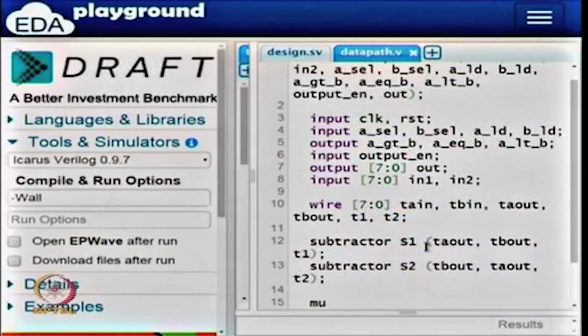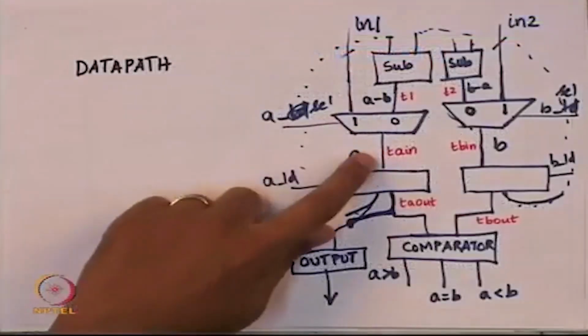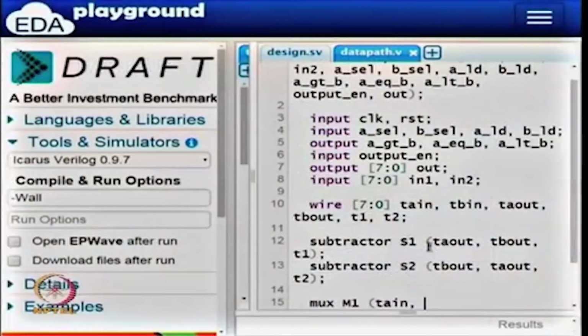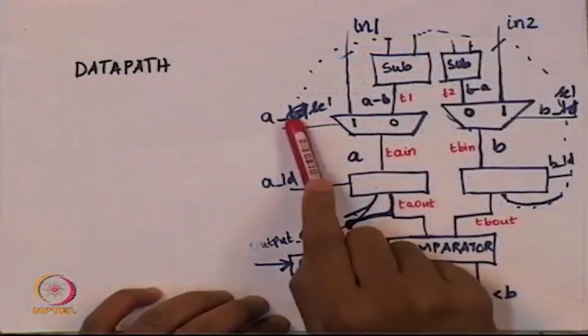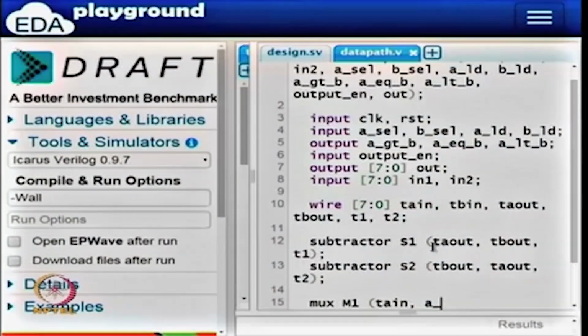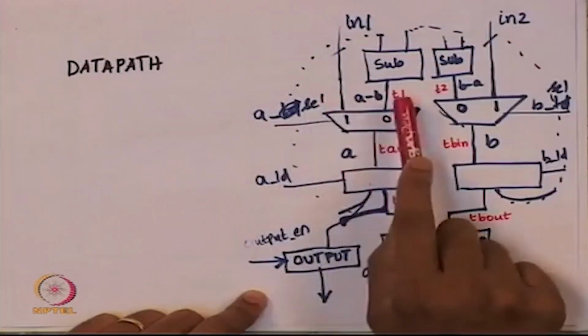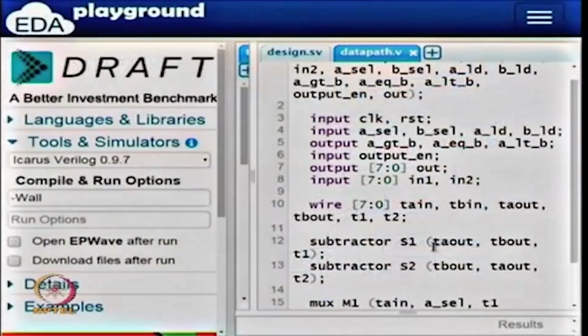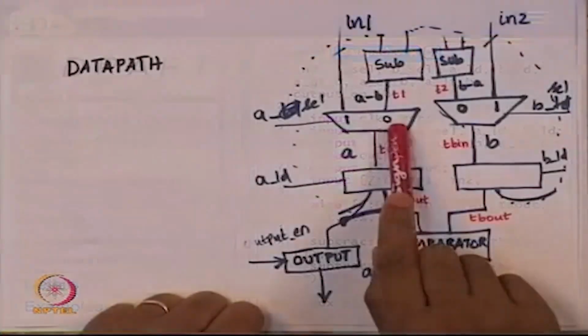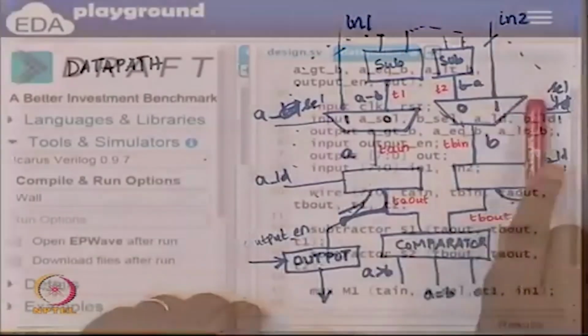So I will call that mux M1. The first mux M1 is supposed to give an output, so the output is actually TA in. I will give the select line which is A select. Then we have the two inputs. In this case it is supposed to be T1 and in 1. So T1 is the pin 0's input and in 1 goes to the pin 1's input.